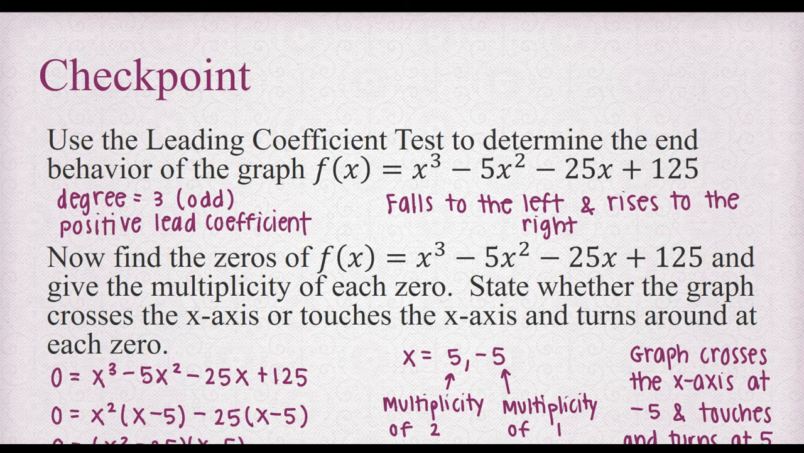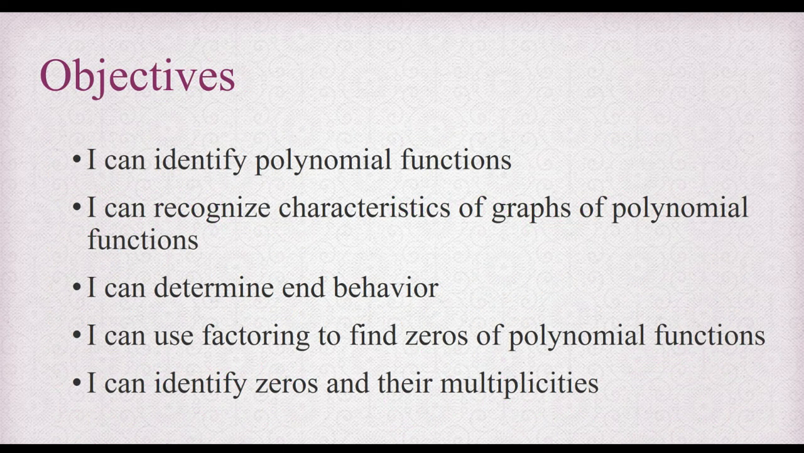So I have 3 factors, 2 of which are the same. When I set each of those equal to 0, I have a multiplicity of 2 for the number 5 and a multiplicity of 1 for the number negative 5. So there are 3 numbers there, which is good because this is degree 3, so I should have 3 solutions. Because I have an odd multiplicity at negative 5, it's going to cross through. And because I have an even multiplicity at positive 5, it's going to touch and turn. And that's all of our objectives.